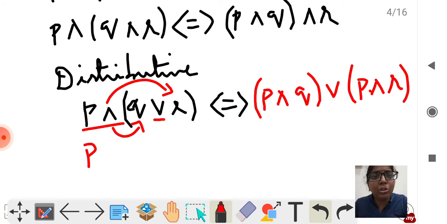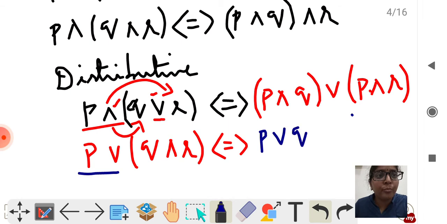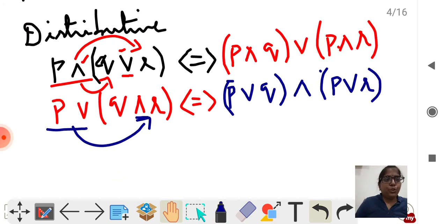So next you have to change the connective. Here we have taken AND, right? So here P or (Q and R) is logically equivalent to, if you take P inside, it will become P or Q. What is the connective we are having? AND. And P or R. This is distributive law. So if they ask you to prove the distributive law, you have to write these two laws and draw the truth table for these laws.